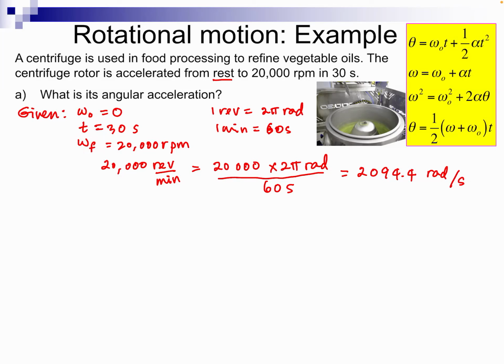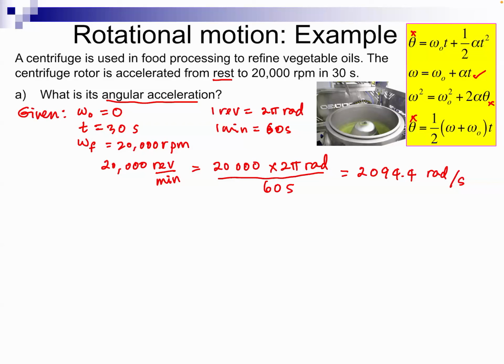Okay, so you now have the initial angular velocity omega naught, final angular velocity omega f, and time t. Now looking at your rotational kinematic equations, we don't know theta. Theta is the angular displacement, or how many revolutions. So any equation that has theta can't be used. There's only actually one possible equation to use. We want angular acceleration, which is this alpha here.